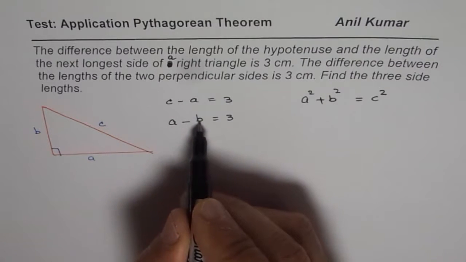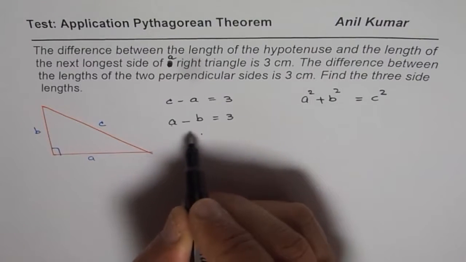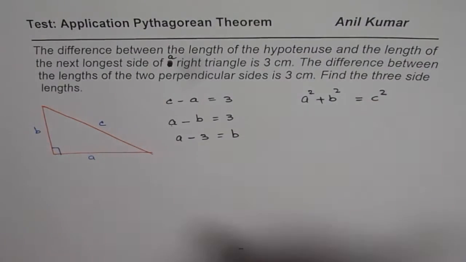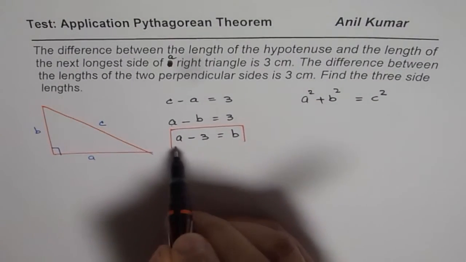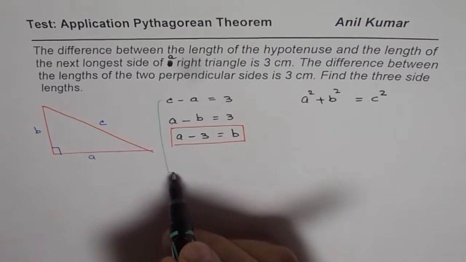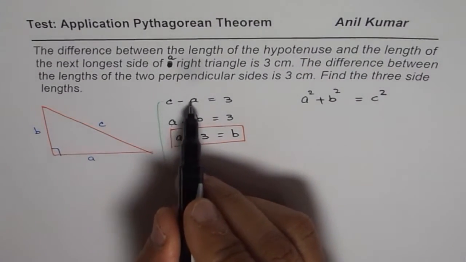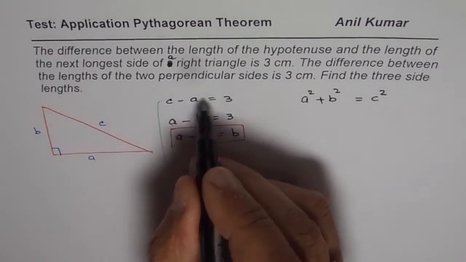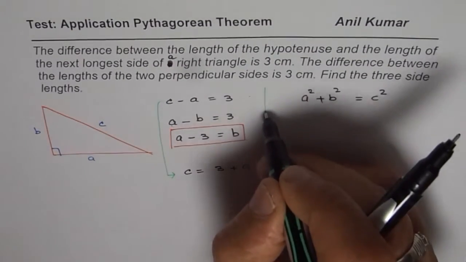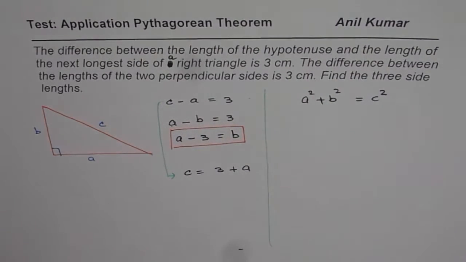So from here, we can write what b equals to. We can take b on the other side. So we say a minus 3 equals b, right? That is one relation we can use. Instead of b, we can write a minus 3. And then let us look into the second relation, which is c minus a. We could write c in terms of a as c equals, taking a on the other side, 3 plus a, right? So now in our Pythagorean theorem, we'll replace b and c with these relations, okay?